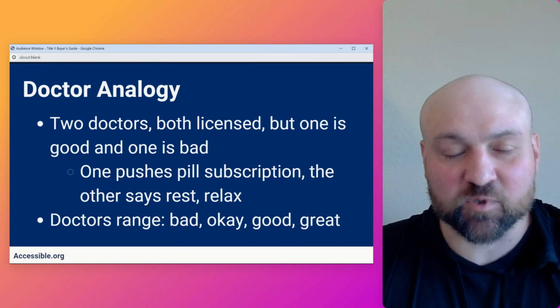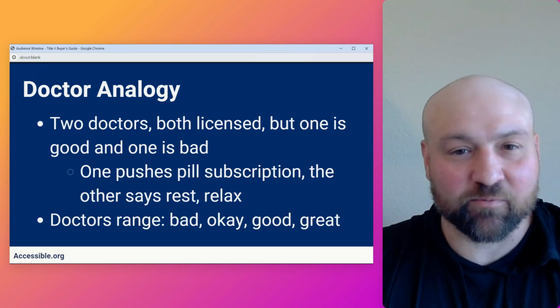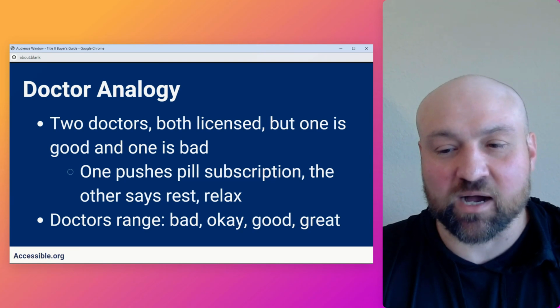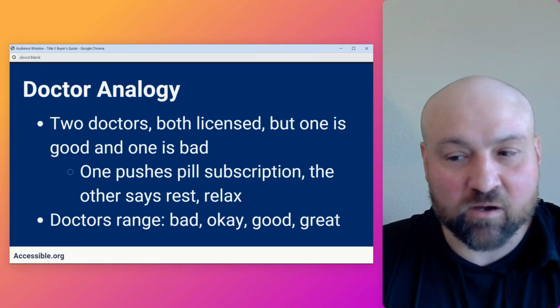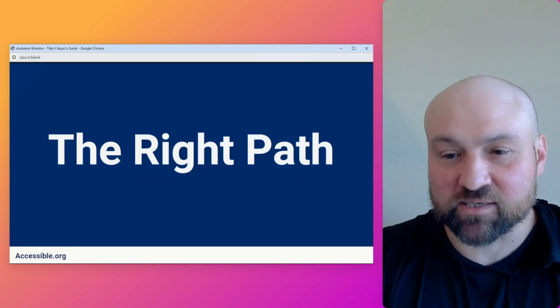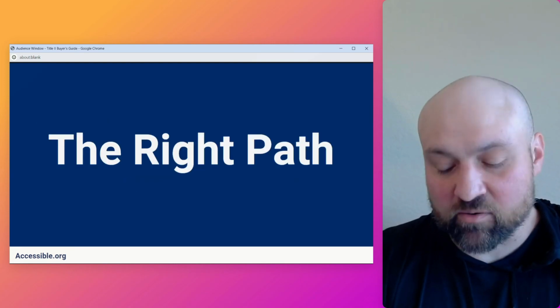One pushes a subscription for a pill. The other says to rest and relax. There are differences. Even if they're both licensed, there's a difference between the doctors. They can range. They can be bad, okay, good, great. And the same applies in the service provider marketplace. All right, so now let's talk about the right path.